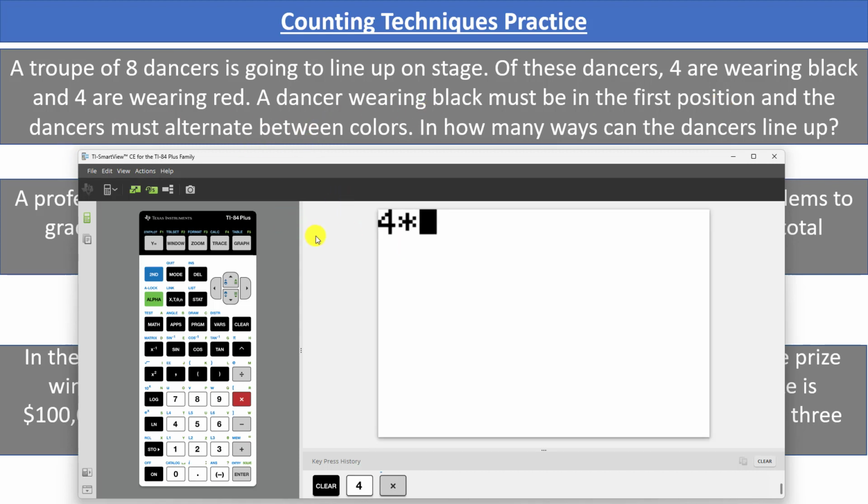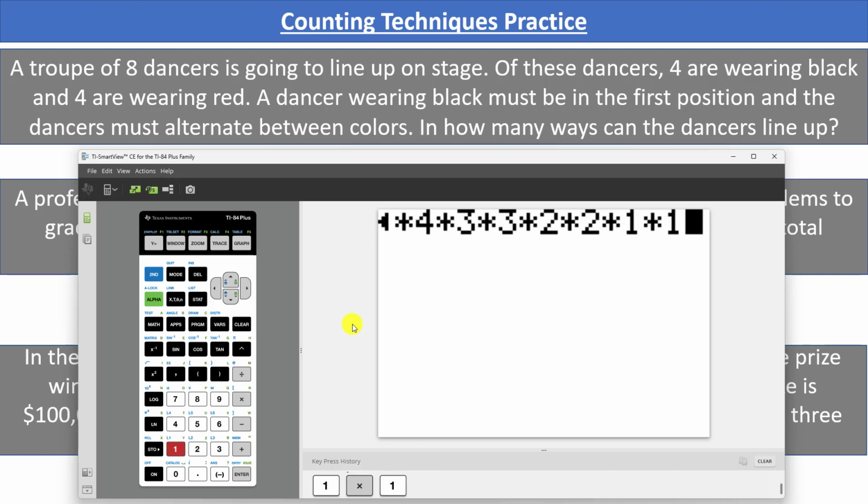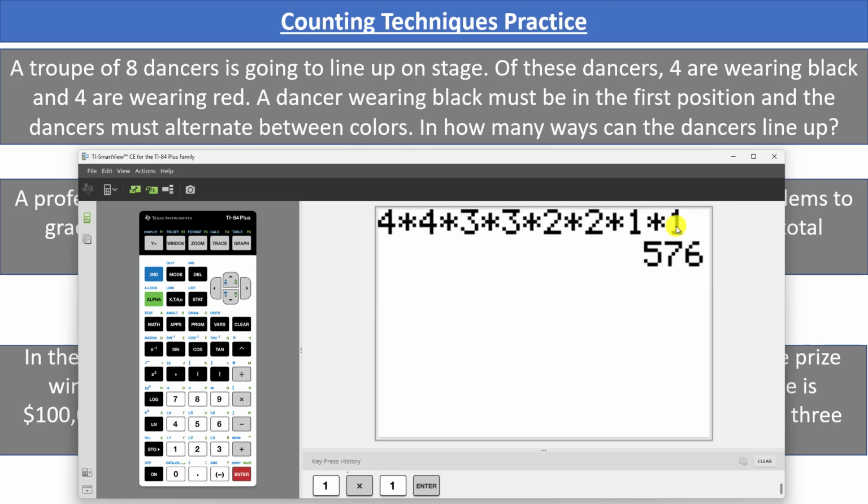So the second person has to be red, and there's 4 people wearing red. And then we'd have to go back to black. And since we've already chosen one person who's wearing black, we'd have only 3 options here, and then red, and then black, and then red, and then black, and then red. And if you multiply all those together, you get a total of 576 different ways that you could set up these different dancers.